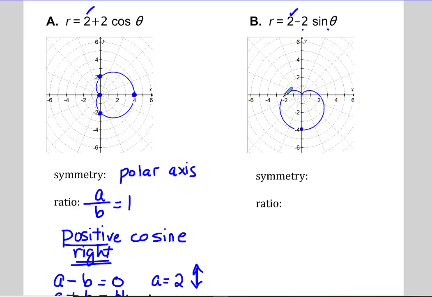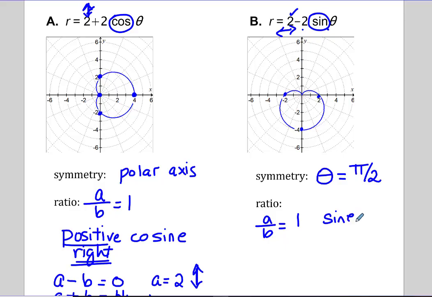But this first 2 tells me to put a point here and a point here to the right and the left. So this A value tells me to go that way, where this A value, because it was cosine, told me to go up and down. And this one, because it was sine, told me to go right and left. Because the symmetry here is on the y-axis, or we could say theta equals pi over 2. So I still have the same ratio. A over B is 2 over 2, so that's 1. And the function was sine, and it was negative sine. So that told me that my curve had to be going down or below the x-axis.